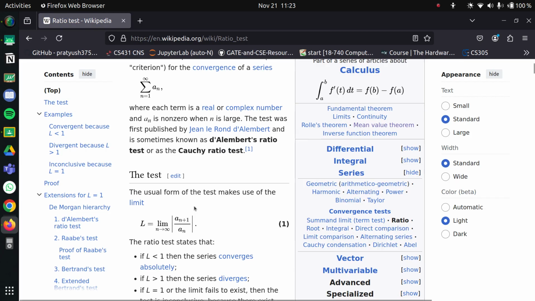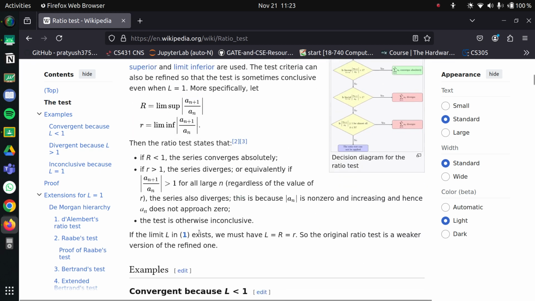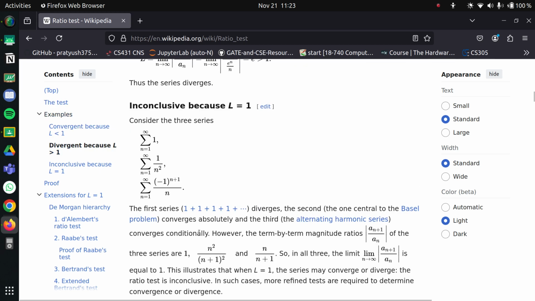Right, so we usually make use of this limit. If L is less than 1, it converges. If L is bigger than 1, it diverges. If L equals 1, the test is inconclusive because there exist both convergent and divergent series. In this case, you can see that L is in fact equal to 1, so we don't know much. For example, consider 1 upon n squared, where L equals 1. This series may converge or diverge.